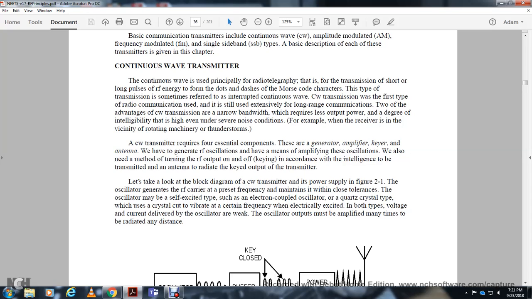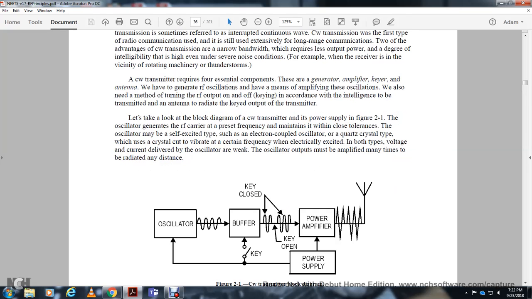Let's look at the block diagram of the continuous wave transmitter, figure 2-11. Oscillators generate the radio frequency carrier at a preset frequency maintained within a close tolerance. The oscillator may be self-excited or of the quartz crystal type, in which the crystal is cut to vibrate at certain frequencies and is excited when voltage is delivered. The oscillator output is weak and must be amplified many times before it can be radiated any distance.